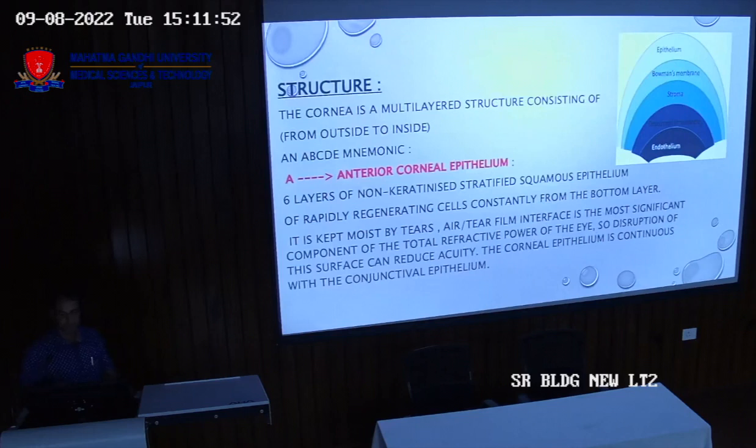Structure: a multi-layered structure from outside to inside, A, B, C, D, E. A is the anterior corneal epithelium. It has 6 layers of non-keratinized stratified squamous epithelium of rapidly regenerating cells, constantly renewed from the bottom layer. It is kept moist by the tears. The tear film interface is the most significant component of the total refractive power of the eye, so disruption of this surface can reduce the visual acuity. The corneal epithelium is continuous with the conjunctival epithelium.